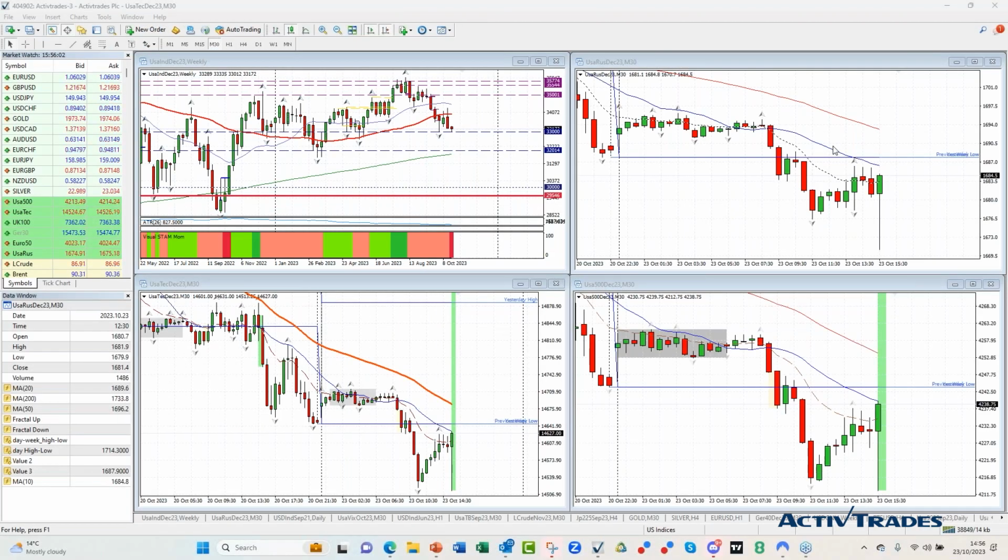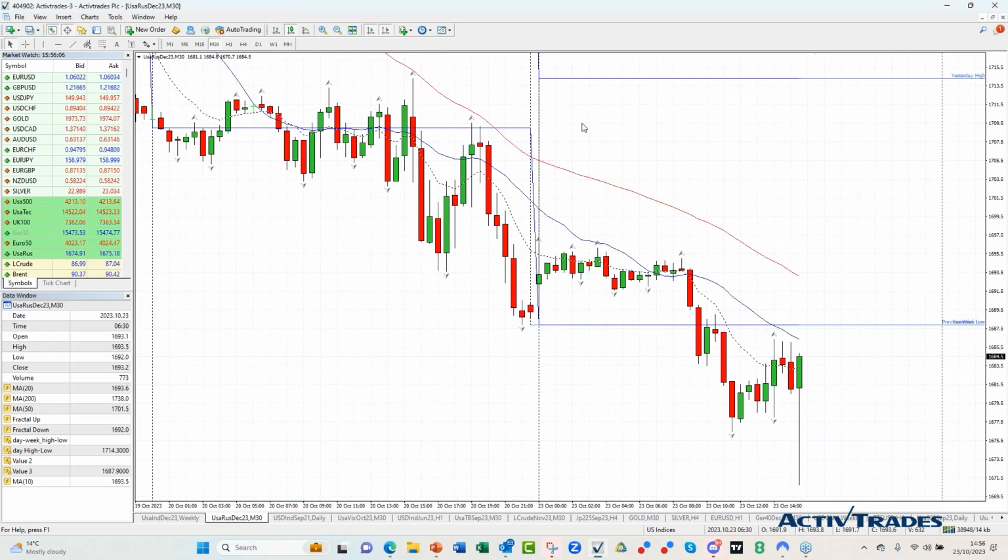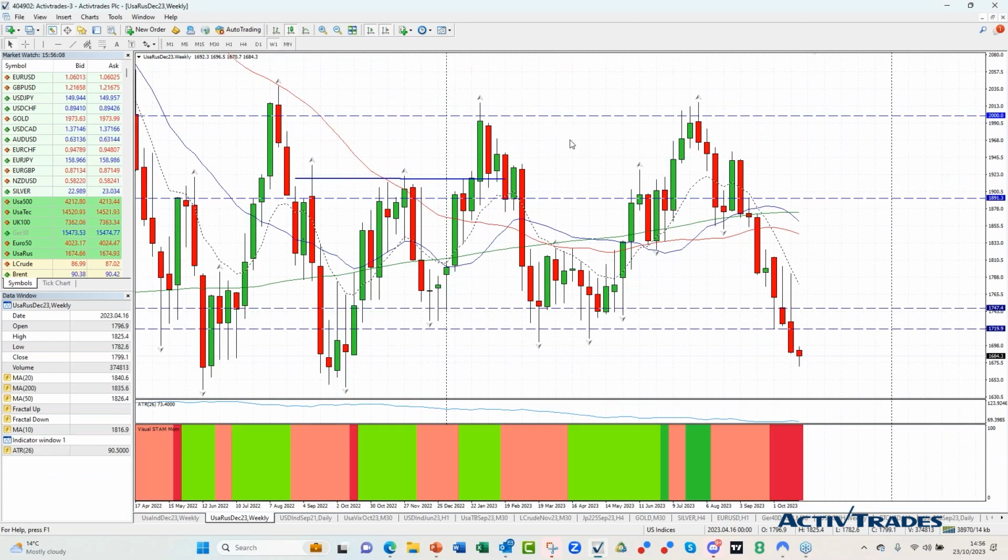The ActivTrades platform. This is one on US indices. So this is a chart of the Russell 2000, one of the four major US indices that you can trade through ActivTrades. What I have here, I'm hoping you can see, is the weekly chart of the Russell there. I'm just going to move this here.